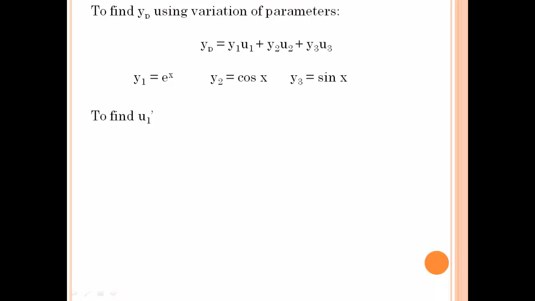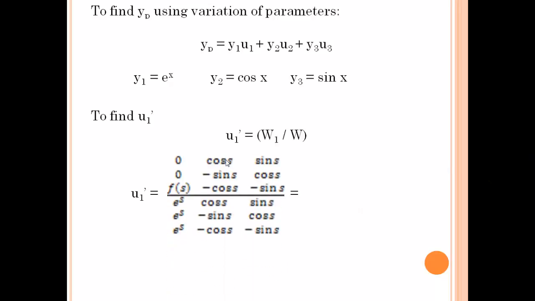Now to find u1 prime, we should use the Wronskian method. Now, this would be the equation. Now, in getting Wronskian, we should find the determinant of this equation. And our u1 prime would be f of s over 2e to the s.